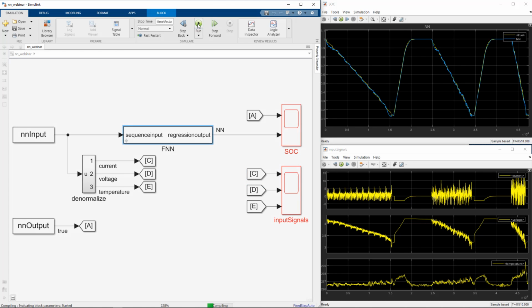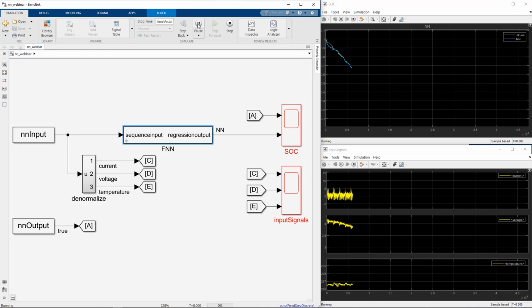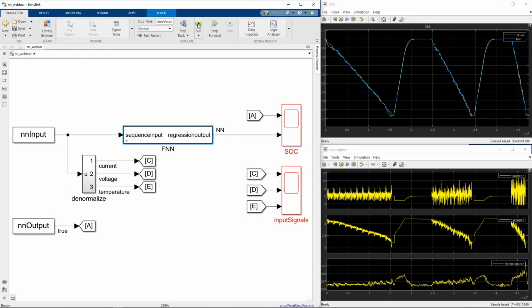Let's reproduce in Simulink the results we obtained in MATLAB by running the Simulink model. The network performs very well, much faster than real time, and it is now in a form that can be utilized directly in a BMS model developed in Simulink.